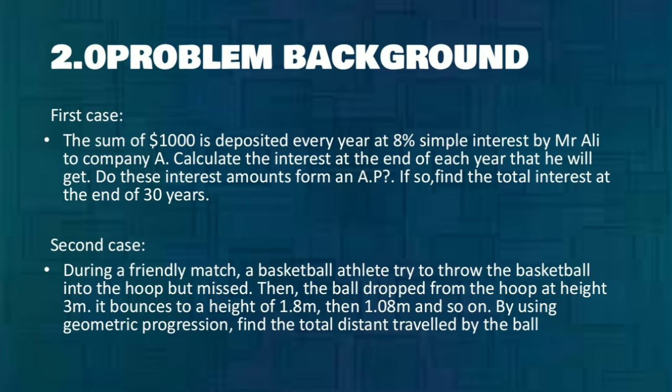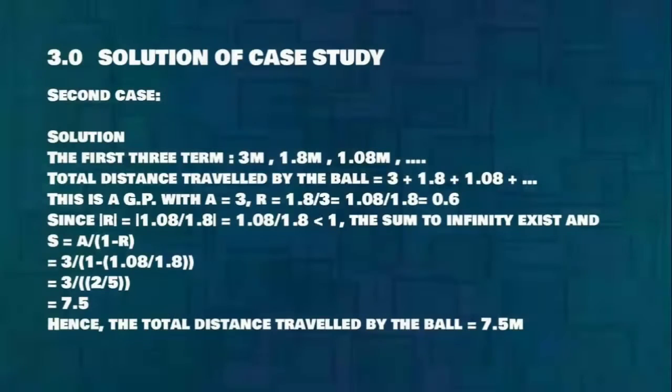Now let's find the way to solve this problem. From the problem, we can list the terms and common ratio. The first three terms are 3 meters, 1.8 meters, and 1.08 meters. So we can find the first term easily from the first three terms that we get. To find the common ratio, we just need to divide the second term by the first term, or the third term divided by the second term. At the end, we end up with the common ratio equal to 0.6.